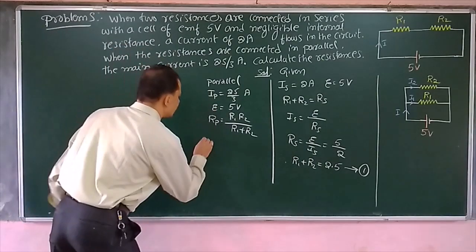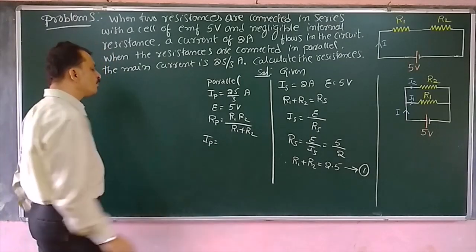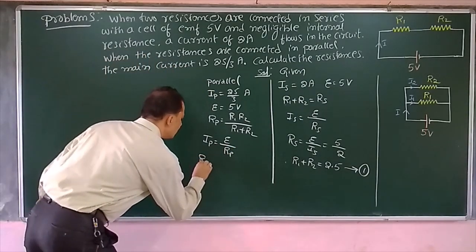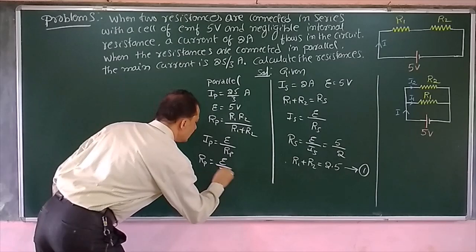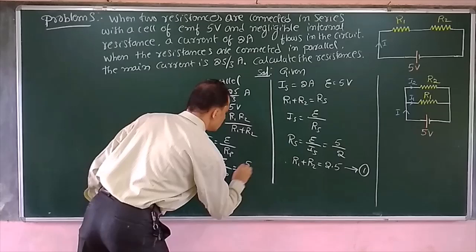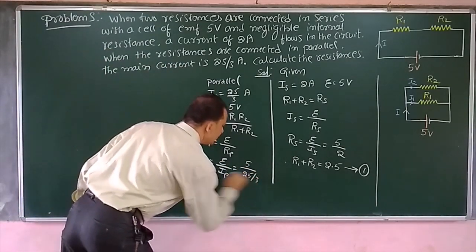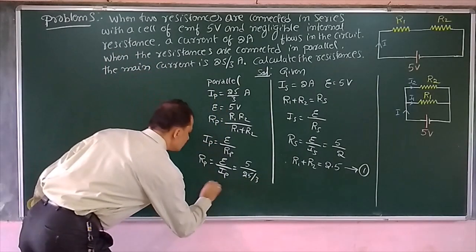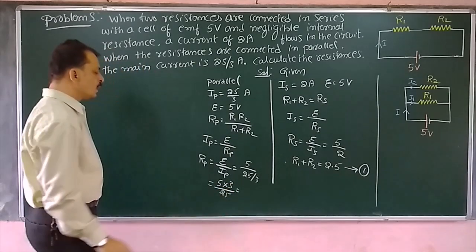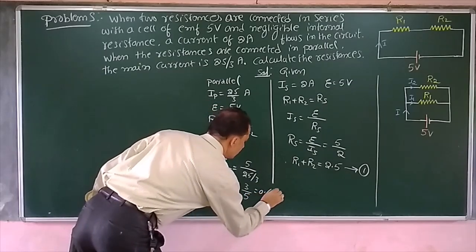So therefore, the current in the parallel combination is equal to, this is the main current, not the branch current, okay, is equal to EMF divided by RP. Therefore RP is equal to E divided by IP. Now E they have given, that is 5 volts divided by IP, main current, it is 25 by 3. Okay, so if you simplify this one, 5 into 3 divided by 25, that is 3 by 5 or 0.6.